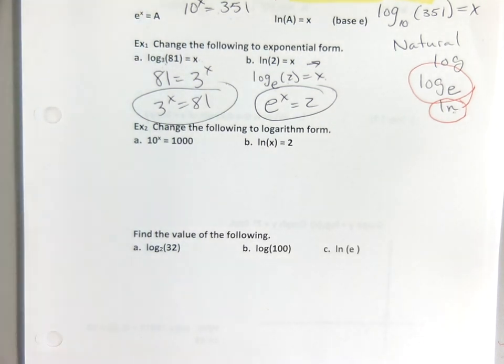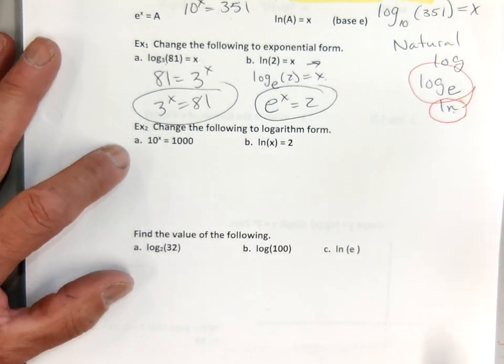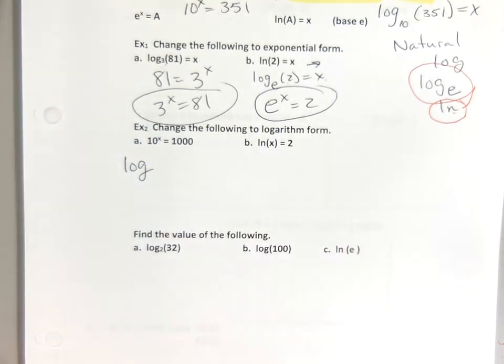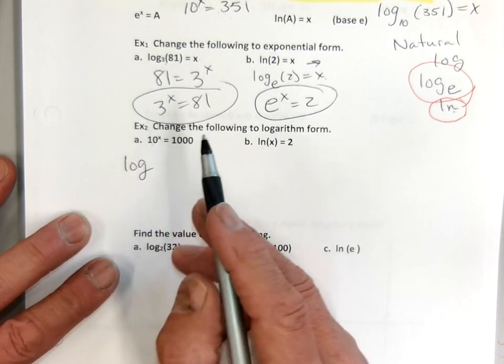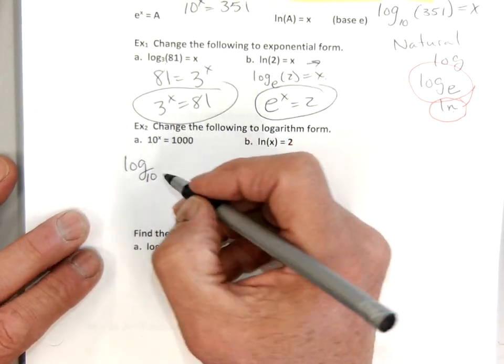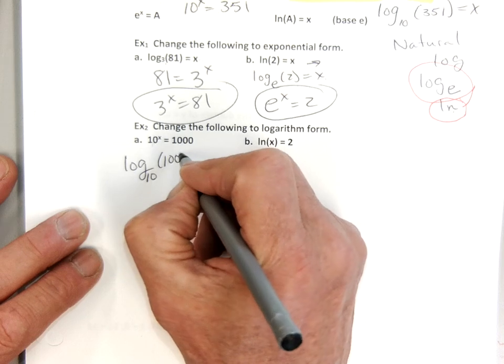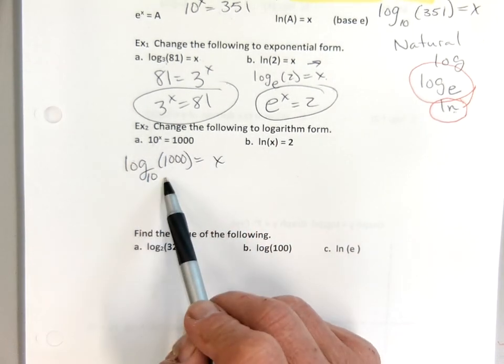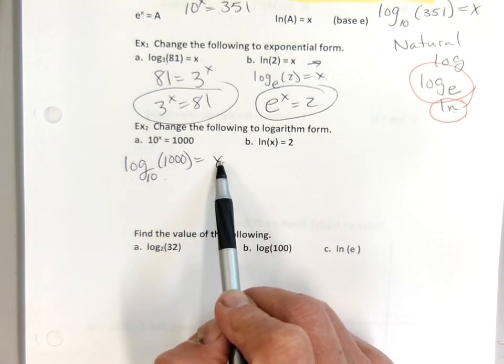Now, example 2, we're going to have the opposite, okay? So the opposite is we need to write as a log. So I'm going to go log. What's my base? 10. That's my base. So it's a subscript number, base 10 of 1,000 equals x. That's it. It's the base, log base 10 of 1,000 equals x, okay?